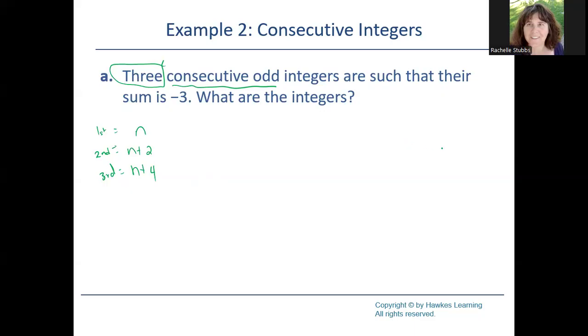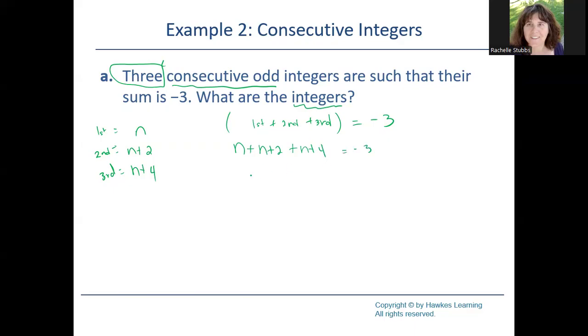It says, are such that their sum, if I add them together, first plus second plus third, their sum is going to equal a -3. Now, important here, they're integers. That means I should have no fractional or decimal numbers when I'm done. They should be whole numbers or their opposites. So the first one is really n. The second one is n plus 2. And the third one is n plus 4. And they're going to equal -3.